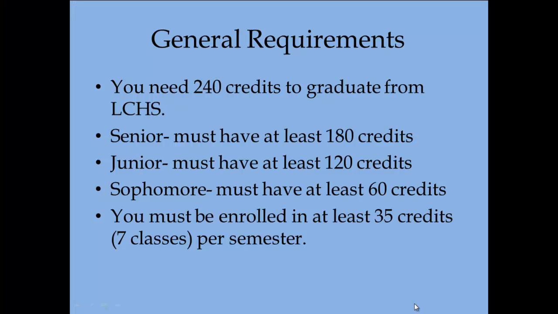To talk generally about requirements, now we're going to go into graduation requirements in a little more detail in just a minute, but you do need 240 credits to graduate from Liberty Common High School, and there are some credit benchmarks that you need to reach to move on to the next grade level. As a 9th grader, and every year in high school, you are required to be in at least 35 credits or 7 classes per semester, so that would be 70 credits for the entire year.